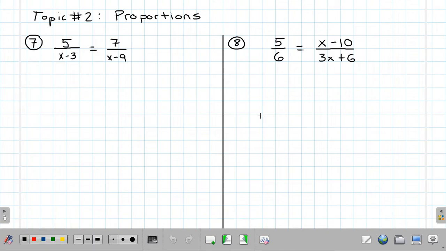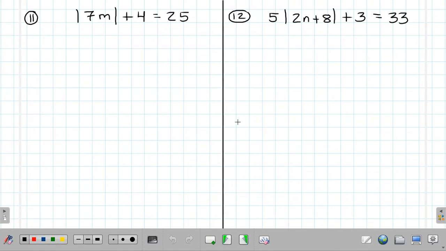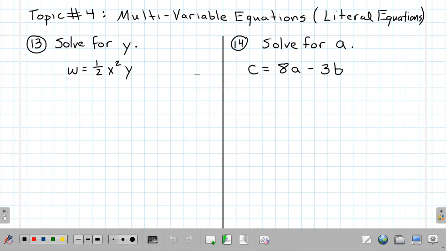Everybody seems to have a good handle on proportions, so it's just a couple questions there, but still practice with them. If you need to go back and look, we're going to go over these in just a moment. Topic three, absolute value equations. Make sure you know how to do absolute value equations. There are 4 examples of that.